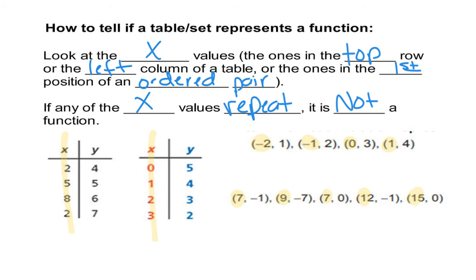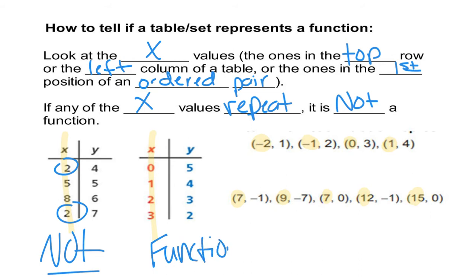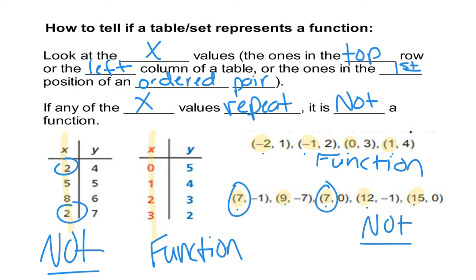So when I look at this first table, 2, 5, 8, 2. 2 is in there twice, not a function. 0, 1, 2, 3. They're all different. This is a function. 2, negative 1, 0, 1. They're all different. This is a function. 7, 9, 7, 12, 15. 7 is in there twice. This is not. So that's really easy to be able to tell.